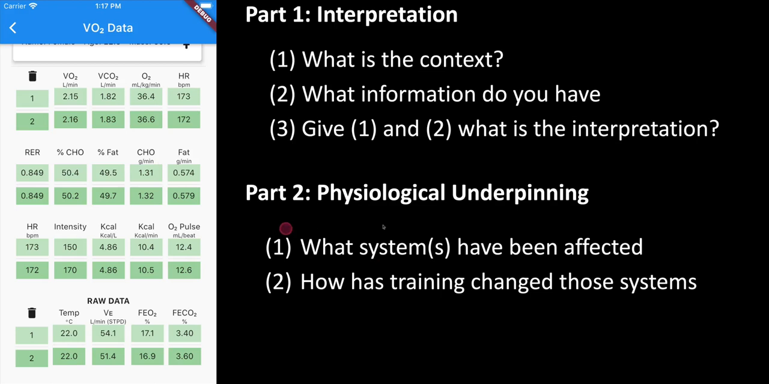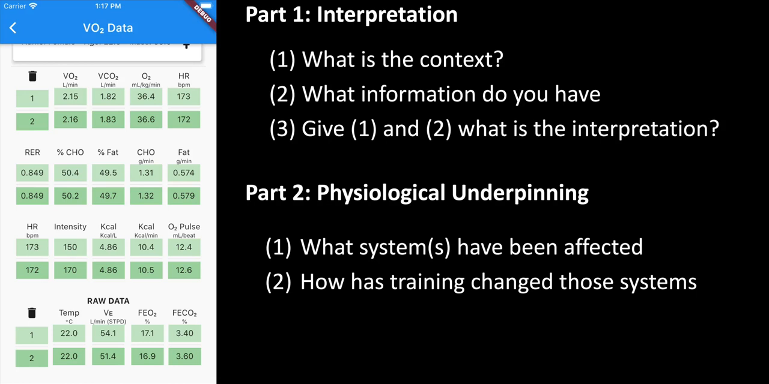So the second question then is about physiological underpinnings, and we have to consider what systems have been affected and how has training affected or changed those systems. Well, we know we've got same VO2, same RER, same heart rate, but a higher power output, particularly in that second session. So that tells us that two things have happened.